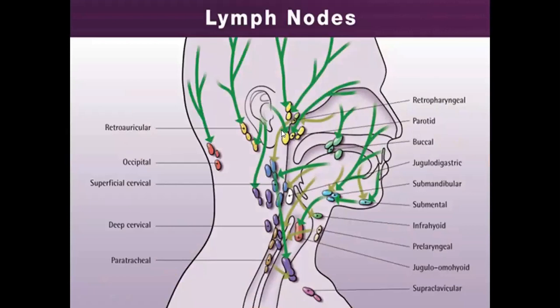So these are the lymph nodes. You can trace the parotid lymph nodes, then the buccal lymph nodes. Here you can locate the submandibular lymph nodes. And this is about the face.